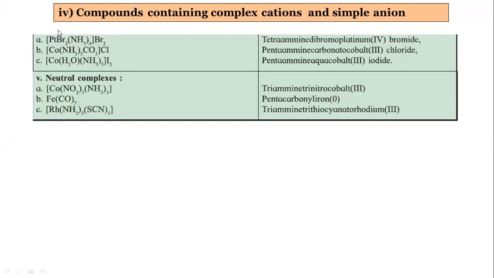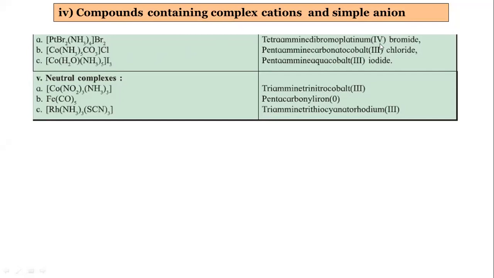In bracket, we have to write the oxidation state of the metal. The oxidation state is 4. I will explain how this 4 comes. See, ammonia is a neutral ligand, so 4 into 0 is 0. So these 2 minus and these 2 minus combine and it will be 4. So the oxidation state of platinum is 4 because of these 2 minus and these 2 minus.